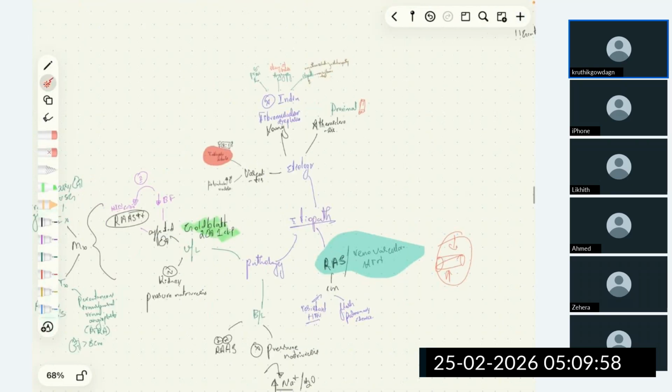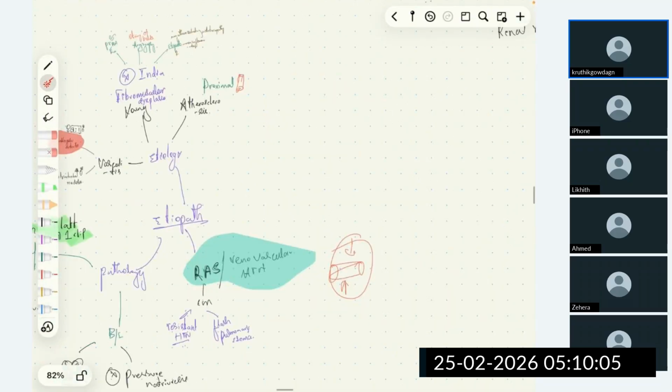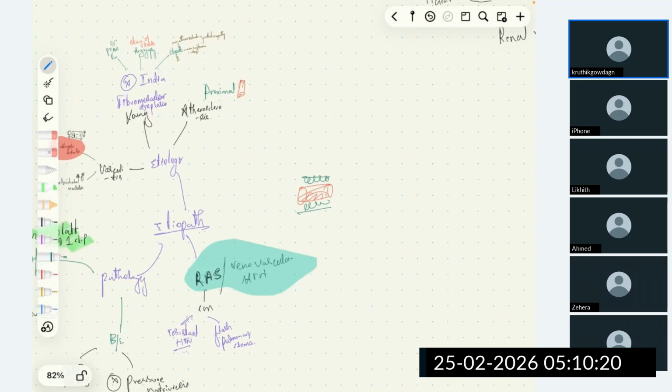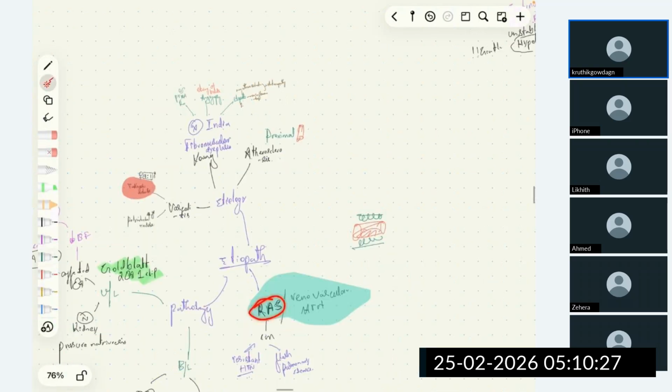First, let's start with etiopathogenesis. What is the etiology of this condition, that is renal artery stenosis? Why can the vessel get narrowed? The vessel can get narrowed because of something blocking from inside, or the vessel may become thick and secondarily lead to blockage, or some external agent may press on it and cause compression. The most common cause of renal artery stenosis is atherosclerosis, as in the case of coronary artery disease, stroke, and so on.